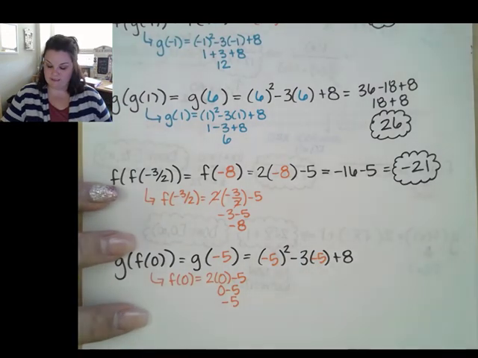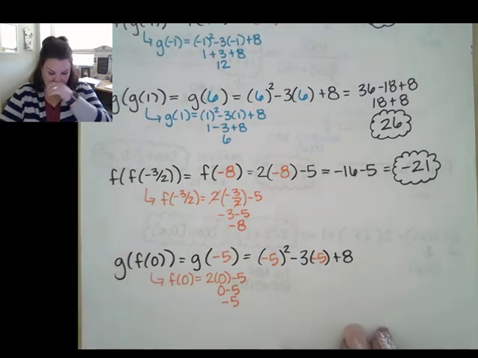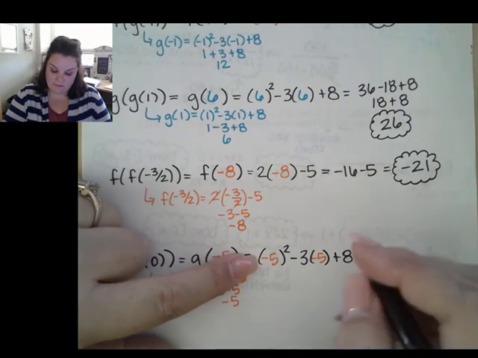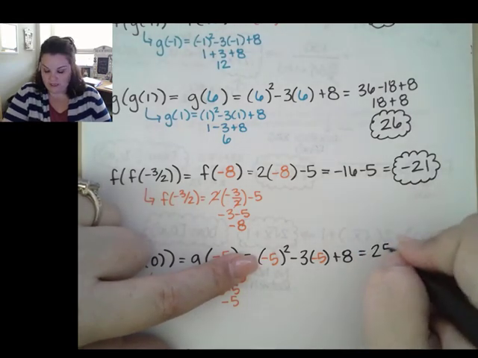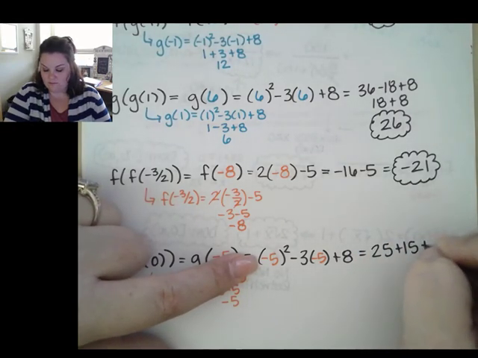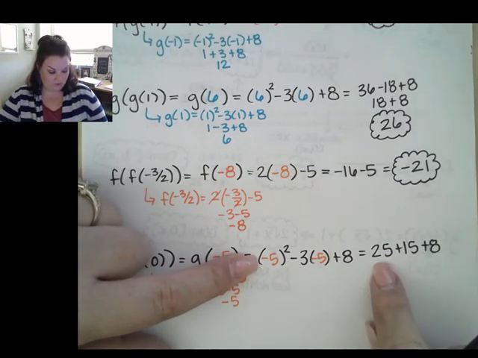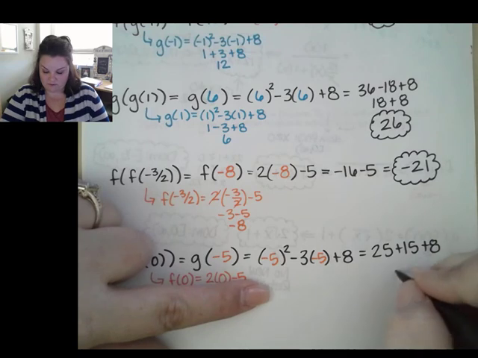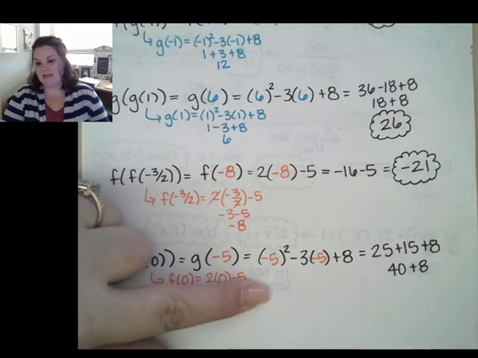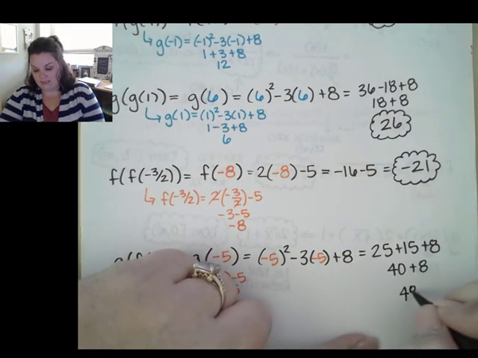I'm going to go ahead and simplify that. So this gives me what? 25 plus 15 plus 8. And then we just need to simplify. So 25 and 15 gives me 40, plus 8 is going to give me 48 for this composition.